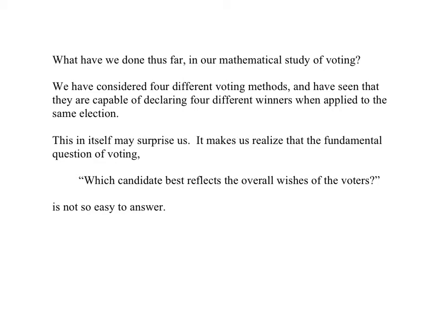What have we done so far in our mathematical study of voting, and where has the math really worked for us? Well, we've considered 4 different voting methods, we've studied how they work, and we've seen that they are capable of declaring 4 different winners when applied to the same election. This may surprise us if we haven't thought previously about how different voting methods can be defined. It might surprise us that different voting methods are capable of disagreeing about who the winner is. And studying this makes us realize that the fundamental question of voting, which candidate best reflects the overall wishes of the voters, that's always the fundamental question, is not so easy to answer.